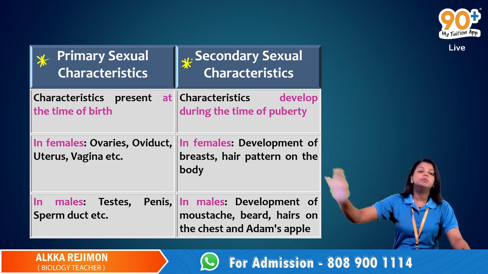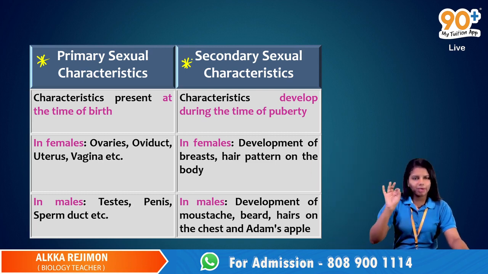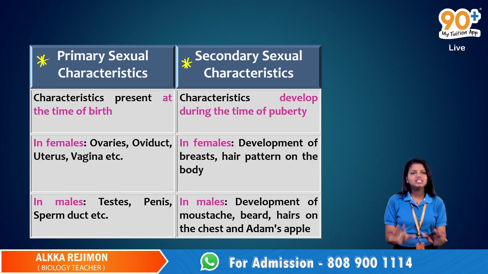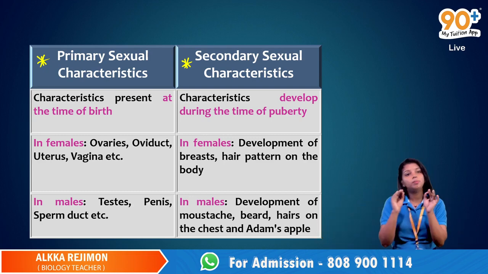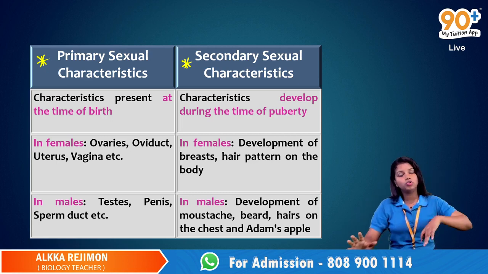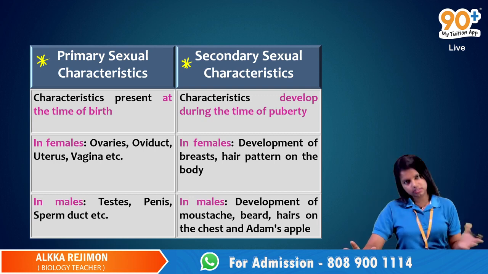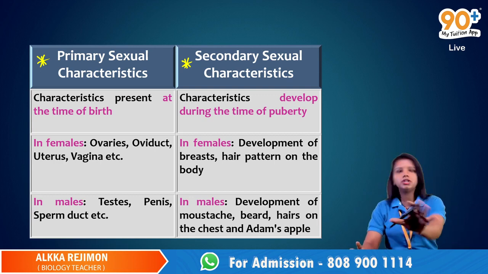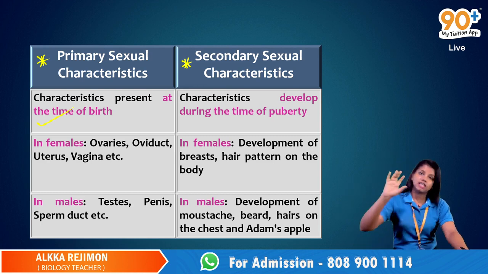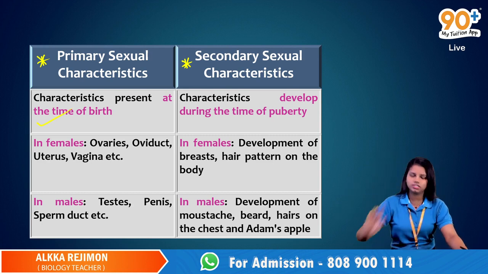First one is primary sexual character. What is it? Primary, the first sexual character that is seen in your body. It is the character which can be seen when you are born. There are some features seen in our body right from when we are born from our mother's womb, as a little baby. Those features give you the primary sexual character. So the characteristic present at the time of your birth is called the primary sexual character.